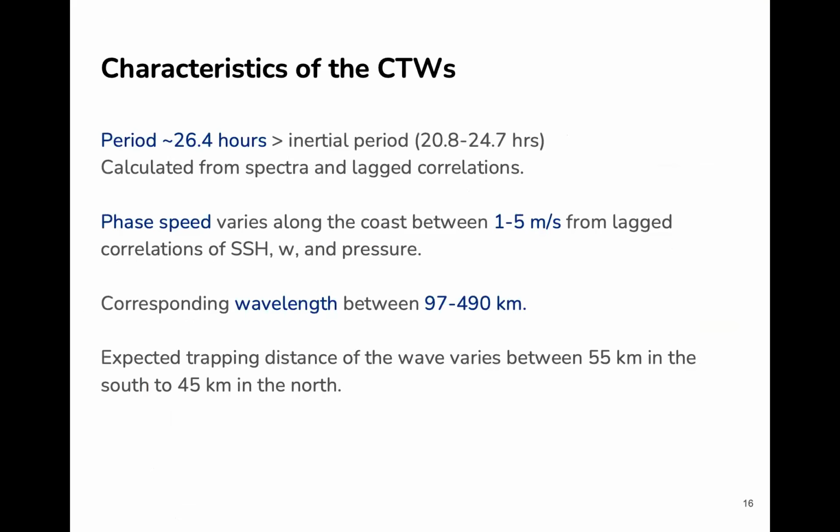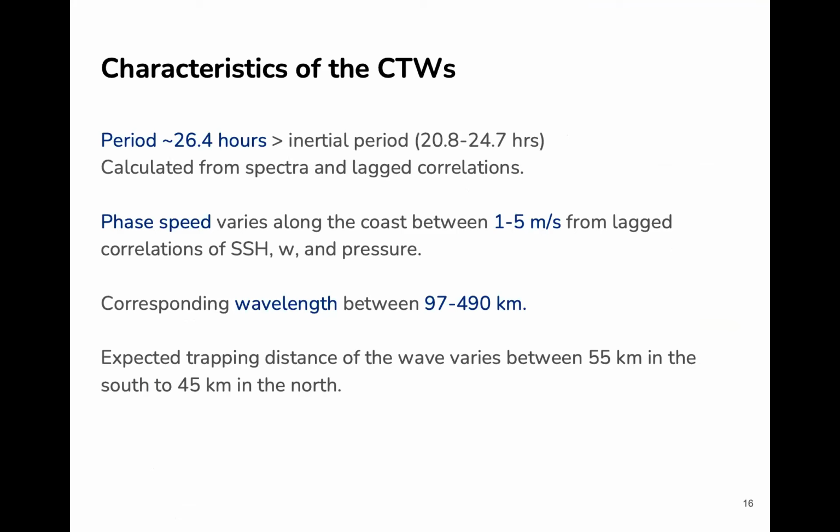And so for these coastal trapped waves, we found that they have a period of around 26.4 hours, and that's larger than the inertial period, as it should be. Otherwise, it wouldn't be coastal trapped waves. But they are close to the inertial period, which depends on the latitude we're in. And she calculated this from amplitude spectra and lag correlations.